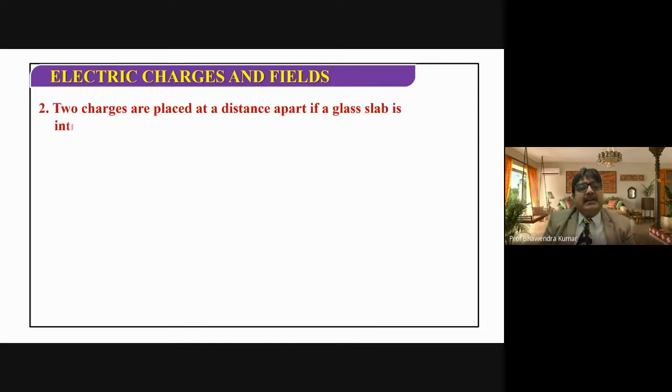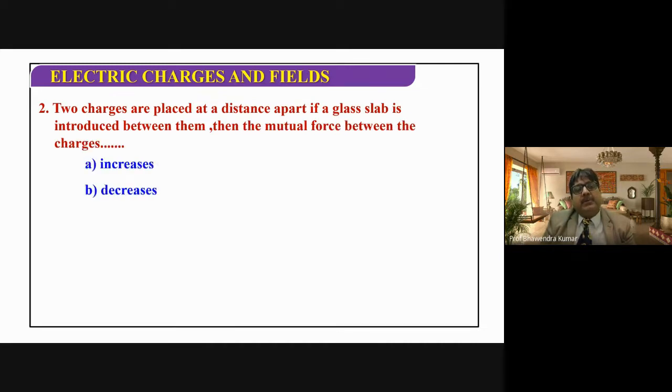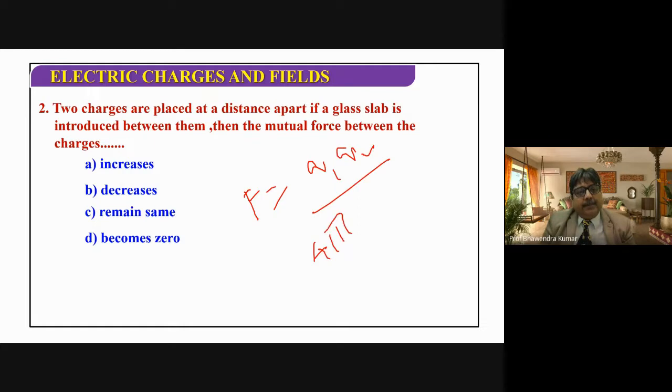Two charges are placed at a distance apart. If a glass slab is introduced between them, then what will happen to the force? You remember we discussed it? We said that F is equal to Q1 Q2 by 4 pi epsilon naught into (r minus t plus t root K) the whole square. The glass is a dielectric medium. So what will it do? So which option will be correct? Is it clear? Any difficulty? No?